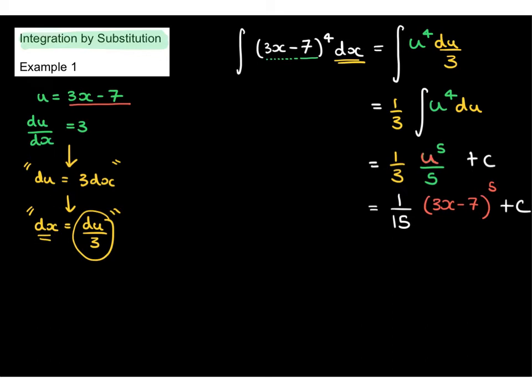Now have a look at the original integral and the answer. We started with (3x minus 7) to the power of 4, and it's become (3x minus 7) to the power of 5. And we've ended up with 1/15 in the denominator. There is a link here. It's a little bit like the quick chain rule. Let's do a few more examples and then we will hopefully identify how we can sometimes get from the original integral to the answer in one quick step.